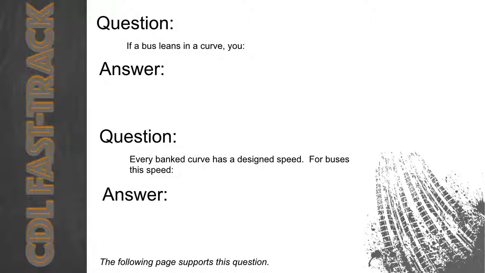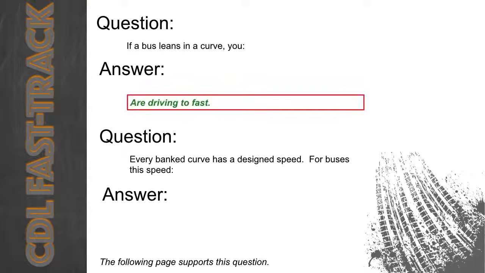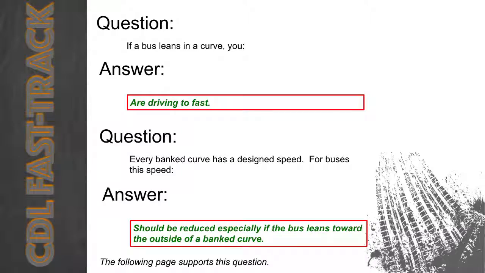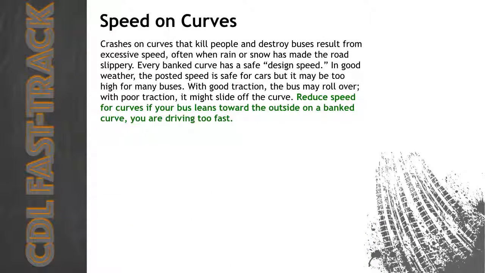If a bus leans in a curve, every banked curve has a design speed. For buses, this speed on curves. Crashes on curves that kill people and destroy buses result from excessive speed, often when rain or snow has made the road slippery. Every banked curve has a safe designed speed.